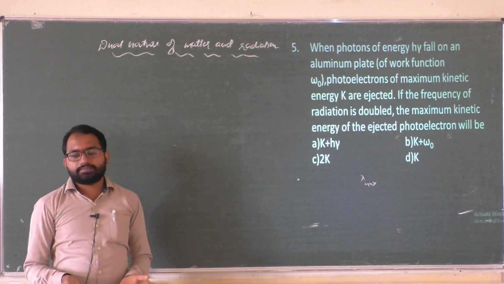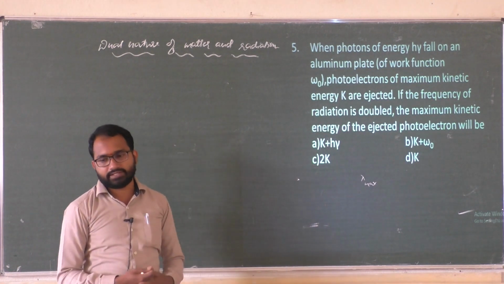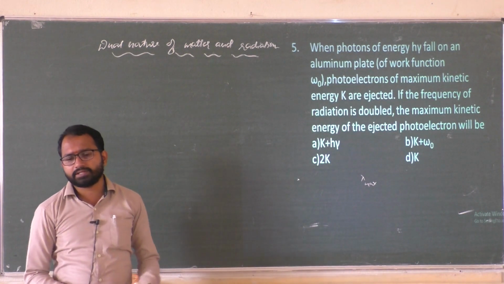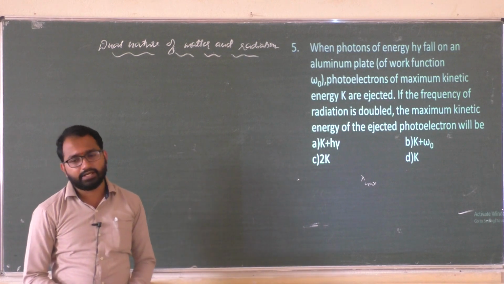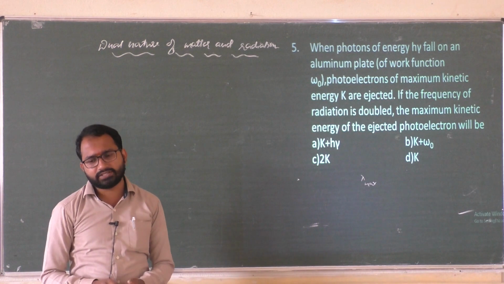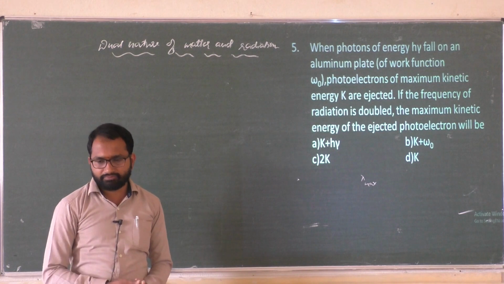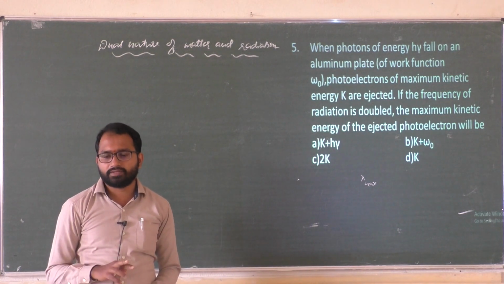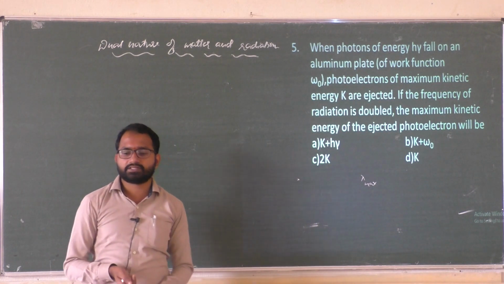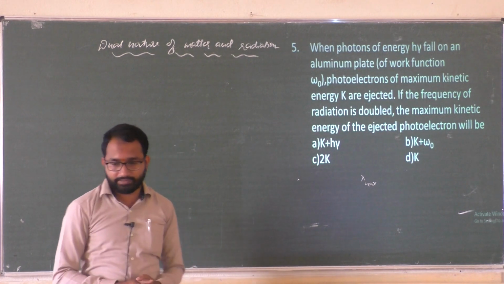Okay, in this particular problem, the energy of the incident photon is given, that is h nu, and the work function is given, it is omega naught. What about the maximum kinetic energy of photoelectrons? It is K. If the frequency of radiation is doubled, you are not changing the intensity, only the frequency, and you are making the frequency twice the initial value. The maximum kinetic energy of the ejected photoelectron will be.